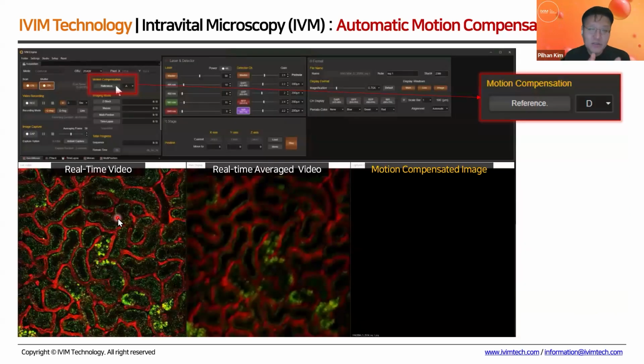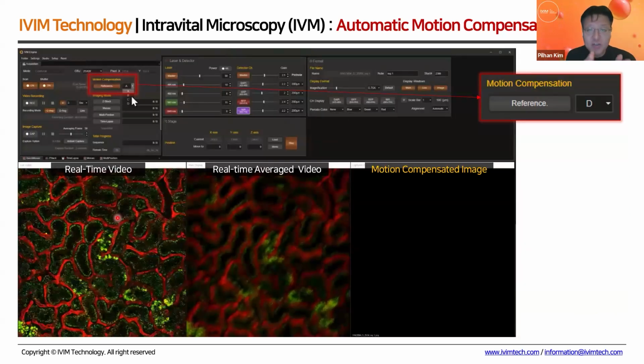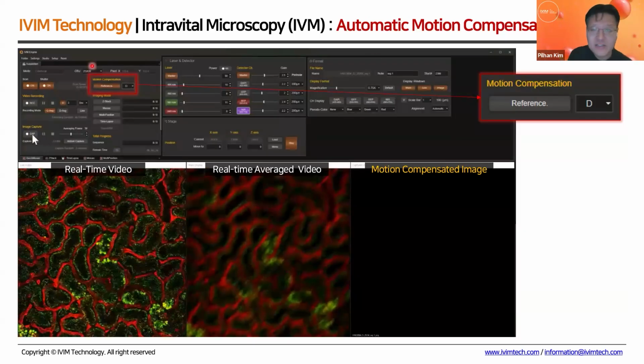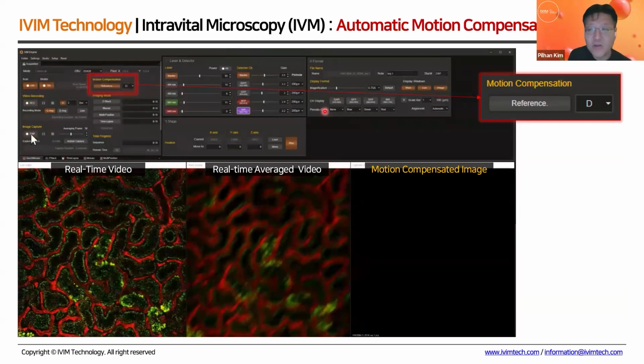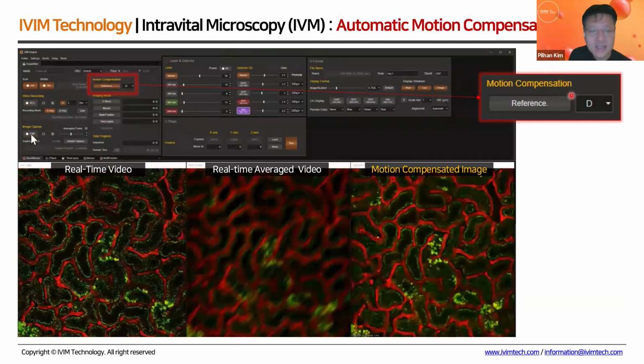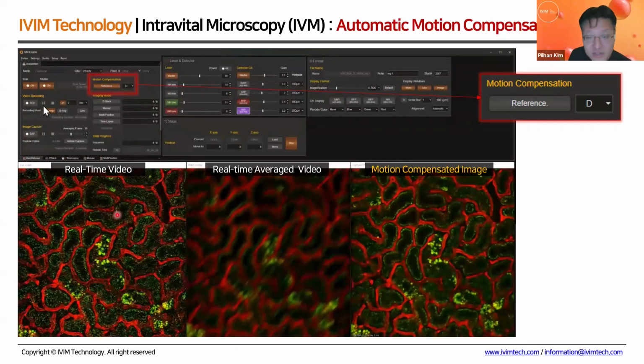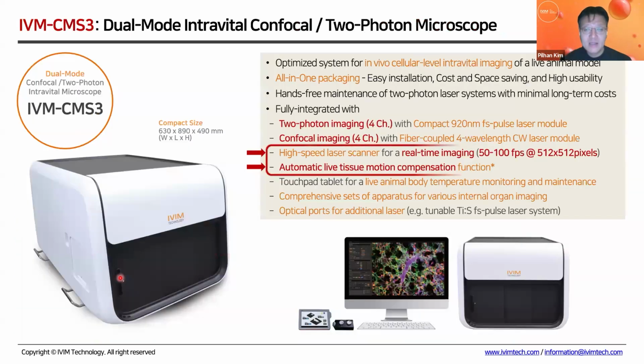And then also, we built this function to be automatic. So this is the UI of our microscope. What you need to do is just turn on this motion compensation function and then press one button. And as you can see, in just a couple of seconds, it automatically generated these compensated images from the moving tissues. So it's quite useful when you try to image the internal organ in a live animal model in real time.